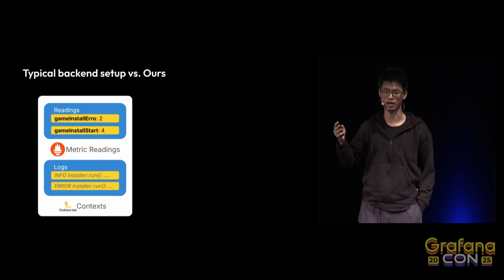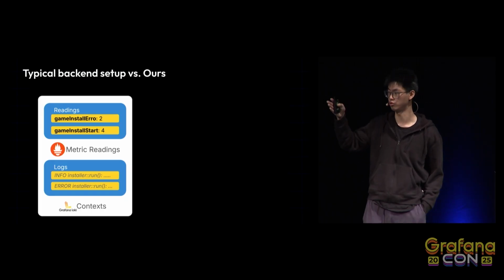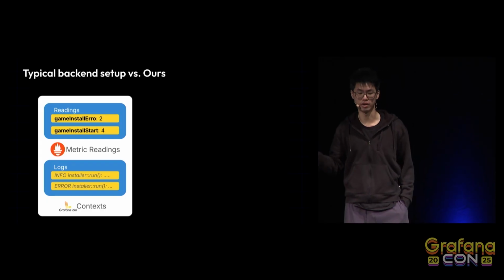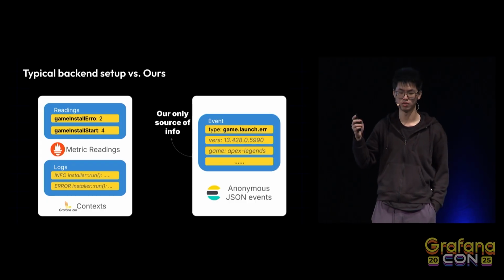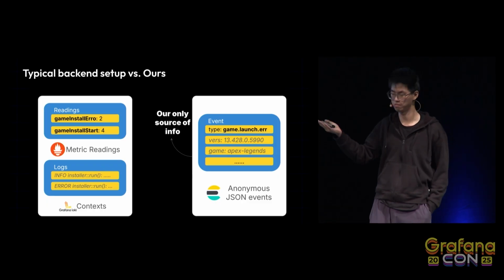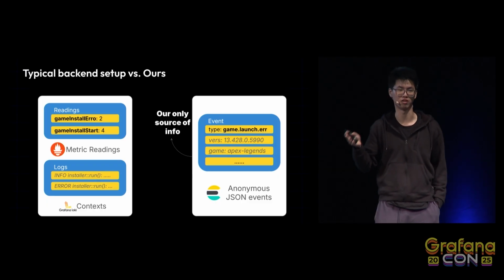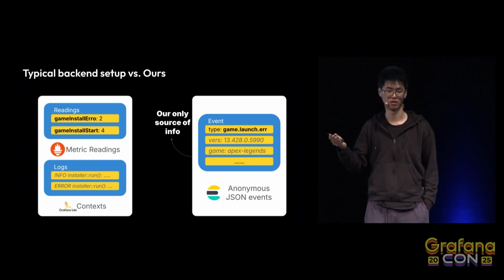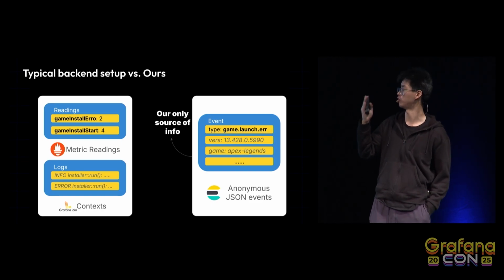They're separate, and when you see a metric spike, you go to check the logs to find the root cause. But our setup is different because our app doesn't send metrics or logs. You can't seriously send all the logs from a user's machine to our server. So we only collect a few anonymous JSON events.